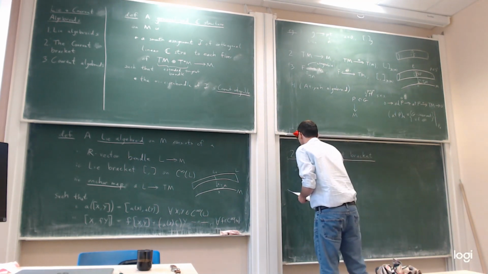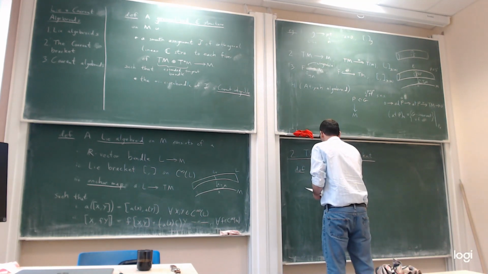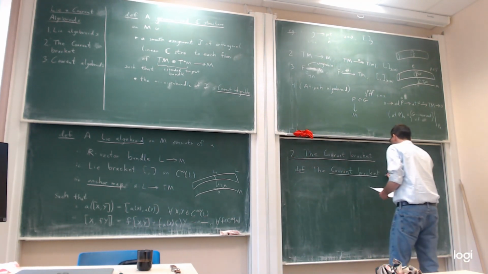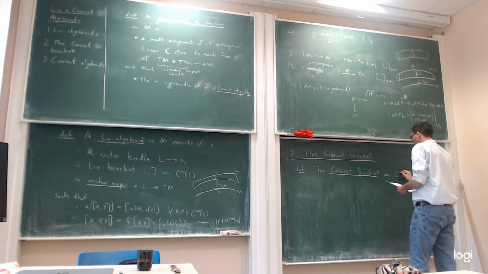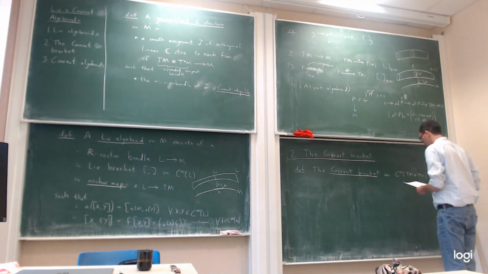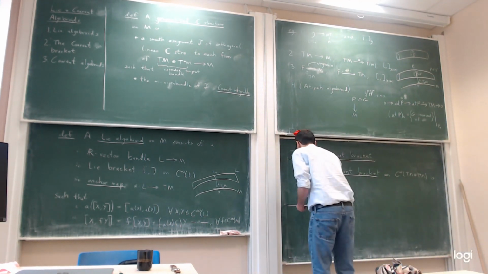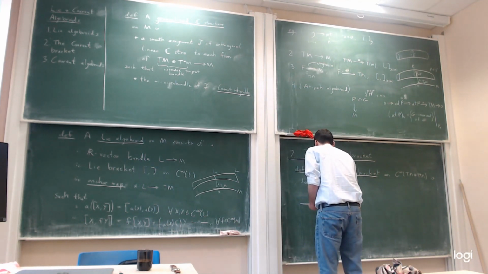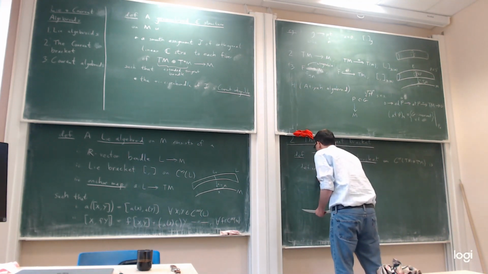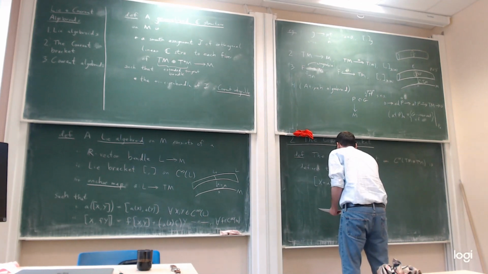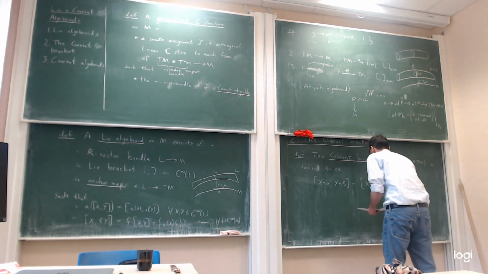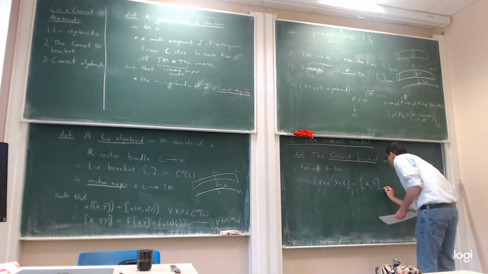And I'll just give the definition. Definition. The Courant bracket on the sections of the extended tangent bundle is defined to be, for x plus alpha, y plus beta, equal to the bracket of x, y as vector fields.